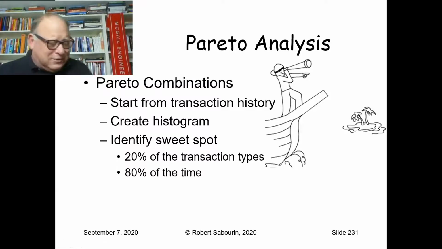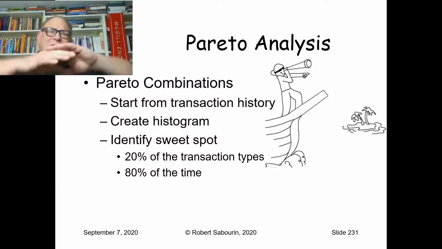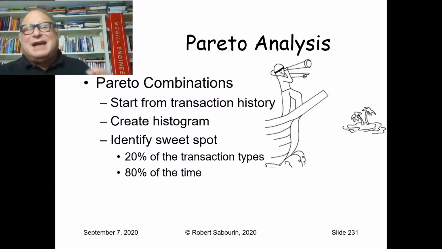This is also very, very handy if you're doing automated regression testing and you don't have a lot of time and budget to test everything. Well, start with the Pareto sweet spot. Get those transactions tested and then work out from there. This is an excellent starting point.